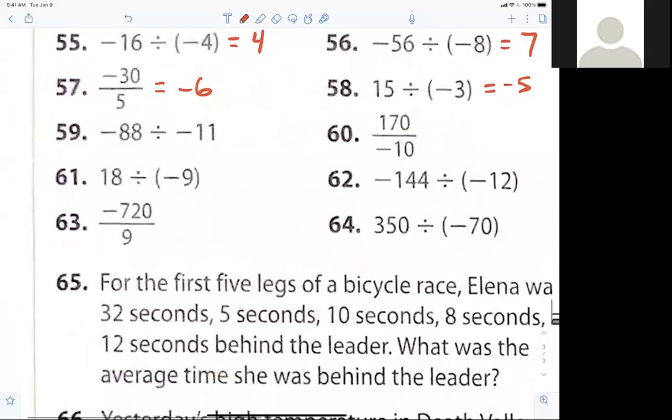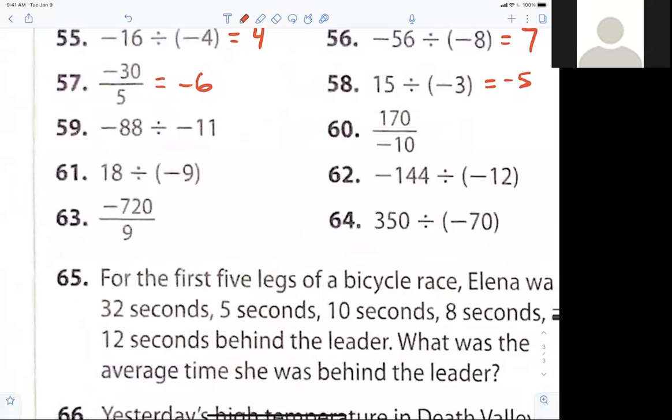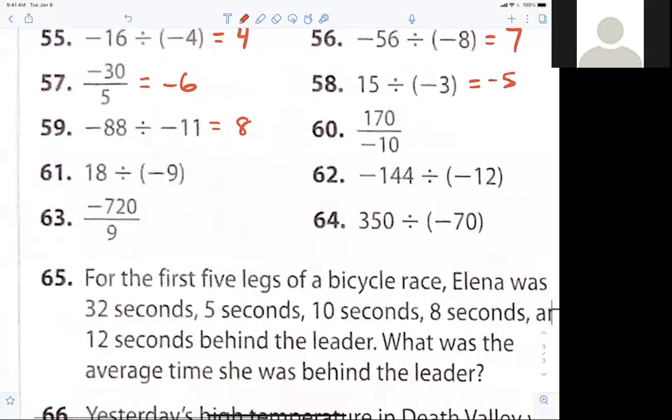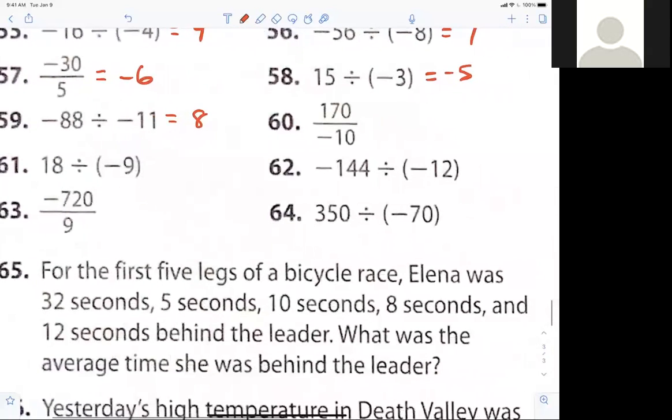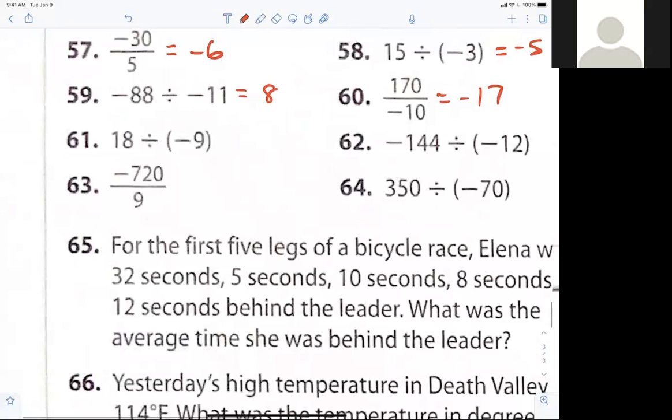Okay, Aiden. You're up for 59. 8, yes. Hey, Max, that's distracting. 8 is good. Very good. Thank you, Aiden. Number 60. Would it be -17? -17 is good. Okay. 61. My turn once again.